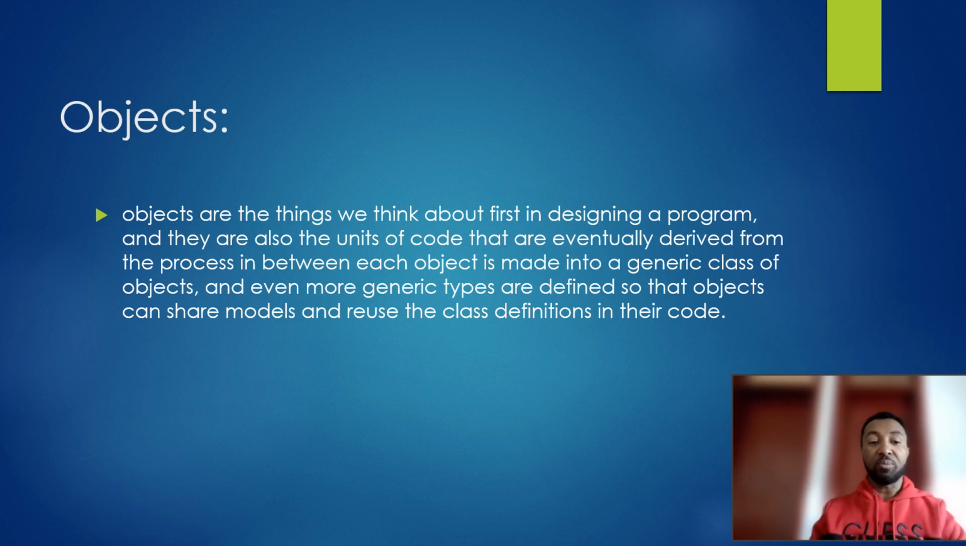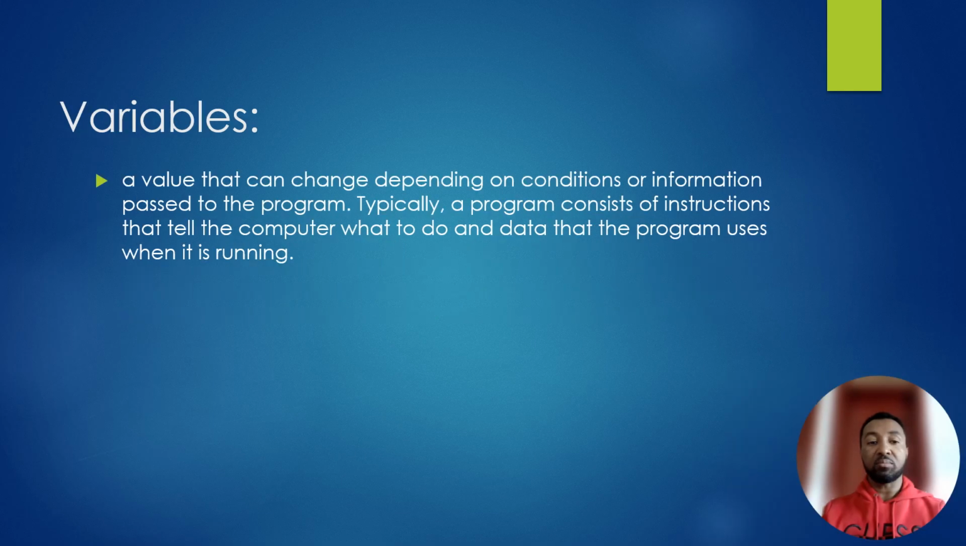Objects. Objects are the things we think about first in designing a program. Variables. A value that can change depending on conditions or information passed to the program. Typically, a program consists of instructions that tell the computer what to do and data that the program uses when it is running.